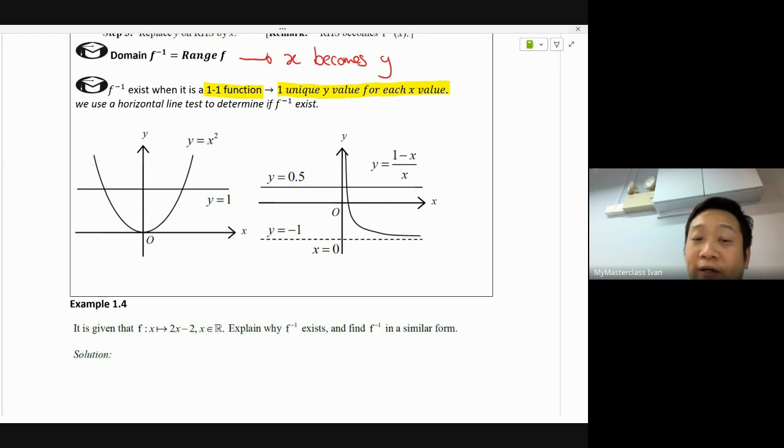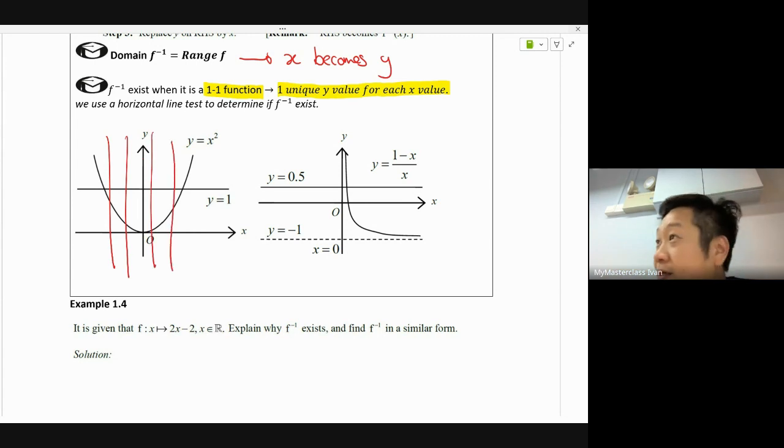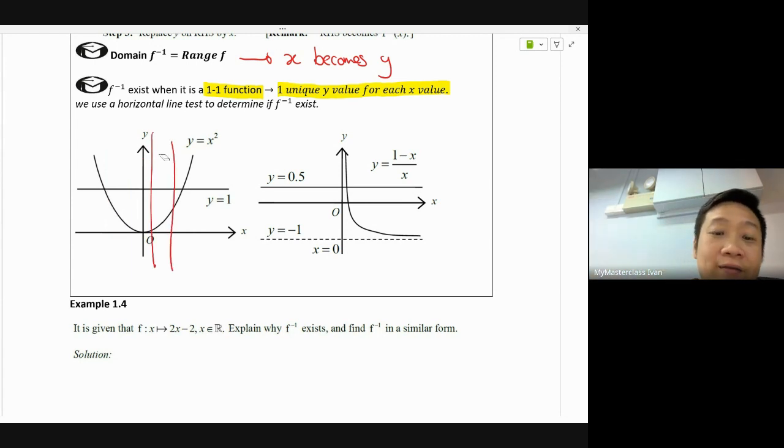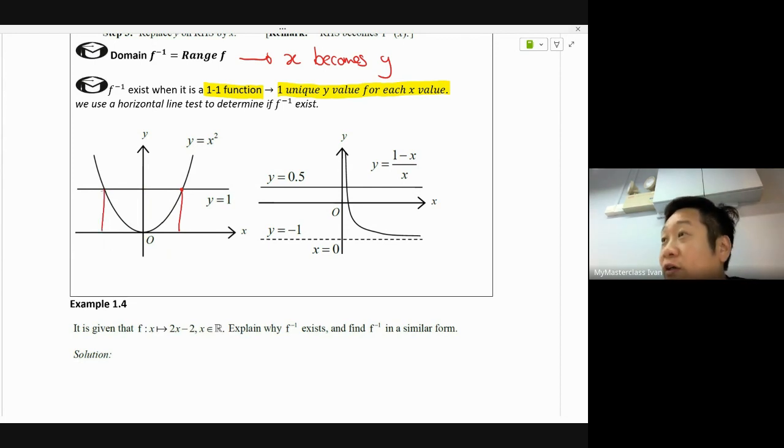So for example, you look at y equals to x squared. Is this a function? Yes, because when we do the vertical line test, it passes. But is it a 1-1 function? A 1-1 function needs the horizontal line test. When I draw this, how many answers can there be? One here and one here, right? Two answers. It is not a 1-1 function.